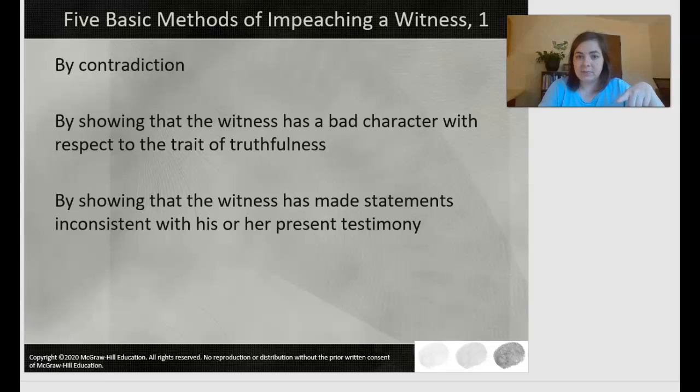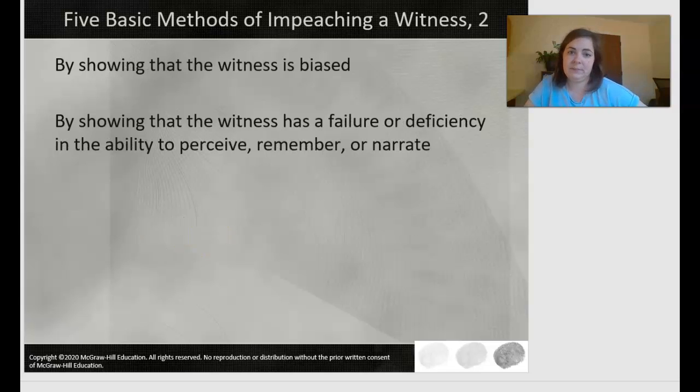The other methods are by demonstrating that the witness has bad character with respect to a trait of truthfulness, by showing the witness has made prior inconsistent statements to their current testimony, by demonstrating that the witness is biased, or by showing that the witness has a failure or deficiency in the ability to perceive, remember, or narrate. So this sounds kind of weird, but if someone wears glasses and they got up in the middle of the night and they didn't put their glasses on, that would be an effective tack to impeach that witness with.